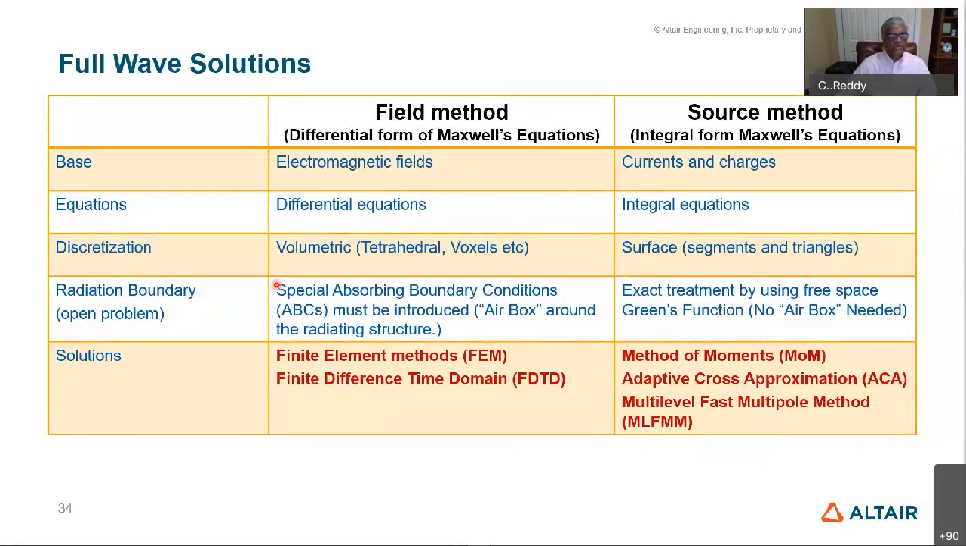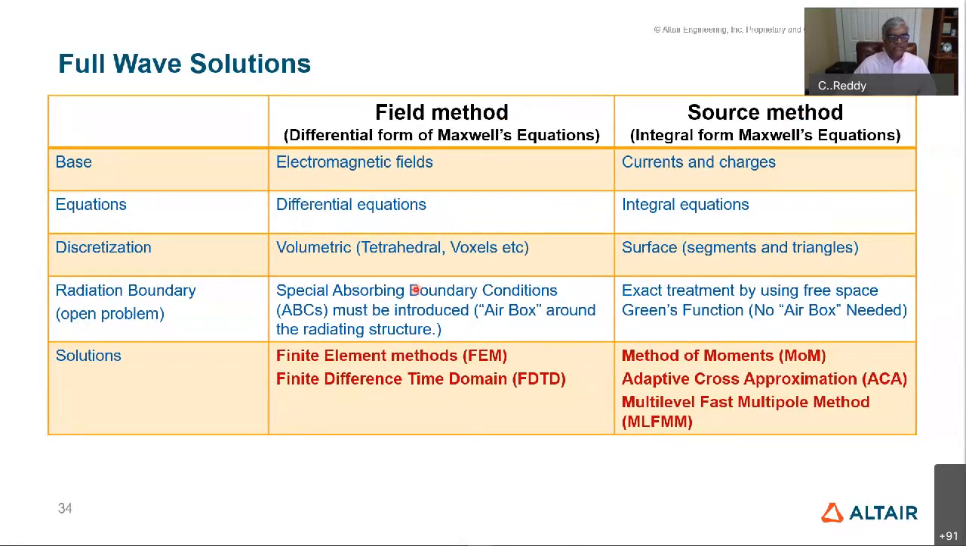Of course, in the full wave solutions also, we can divide them into two different methodologies. One we call the field method, the other is called the source method. Field method means you discretize the whole volume of your problem space. You have an antenna volume and you discretize it with tetrahedrals or voxels. So there we solve the differential form of Maxwell's equations.